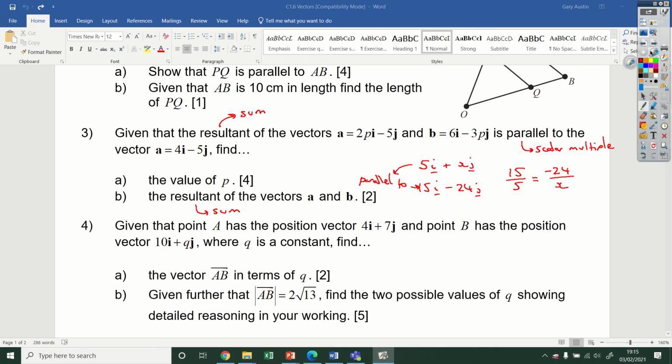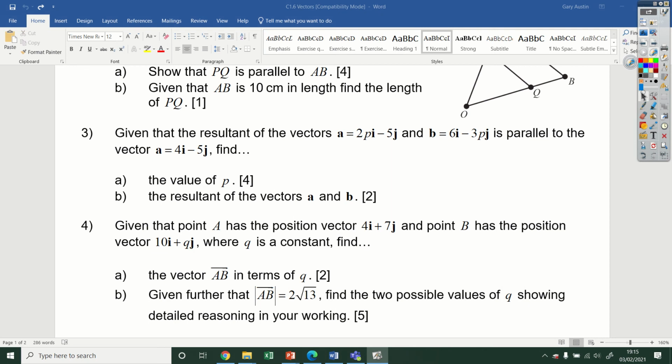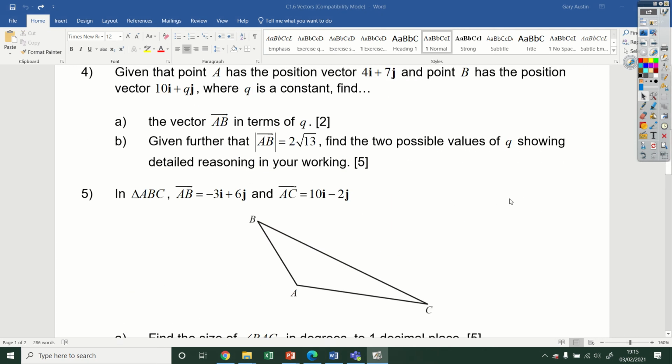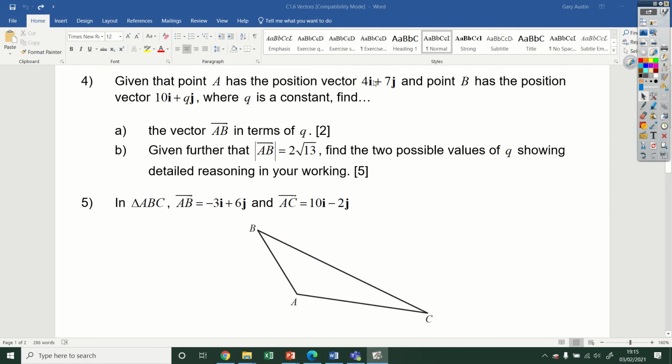Okay, that's done for question 3. Moving on to number 4, so we've got 2 position vectors, A, which is 4, 7, and B, which has position 10, Q. We want, firstly, the vector AB in terms of Q. So what I'd probably want to do with this is maybe draw a picture so that you can see where everything goes in the plane, and then you can kind of work out what it is you're trying to find there. And again, it's going to be in terms of Q.